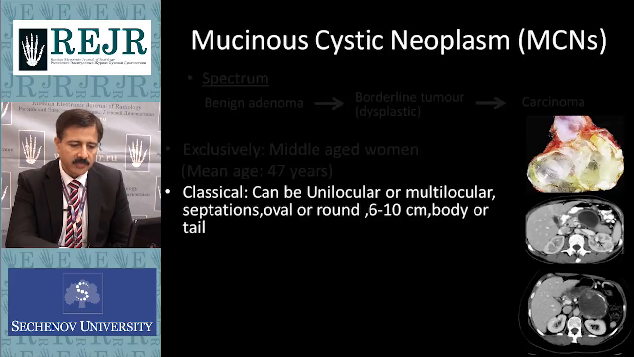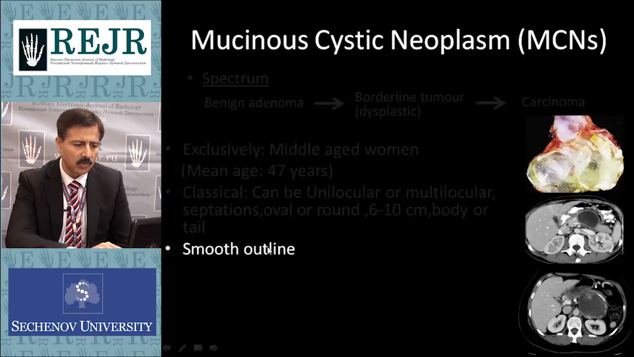Now classically, these lesions will be unilocular, like our lesion here, unilocular. They can also be multilocular, but the cysts will be bigger in size than what we see in a serous cystadenoma. There can be internal septations, they can be round or oval, they can at times be quite large, usually 6 to 10 centimeters. Tail and body is the most common site.